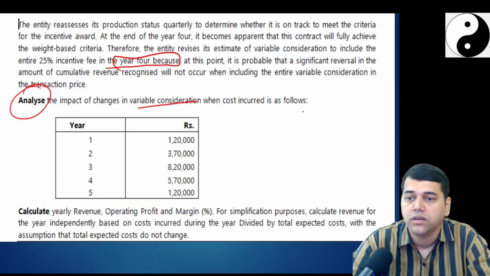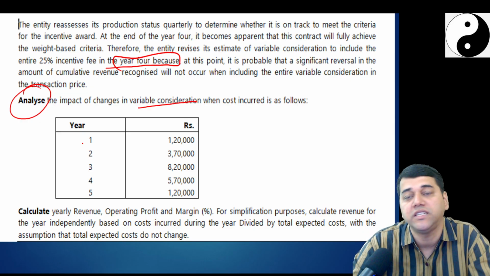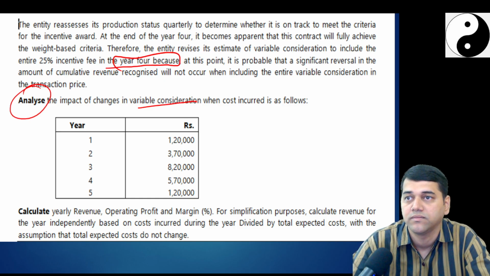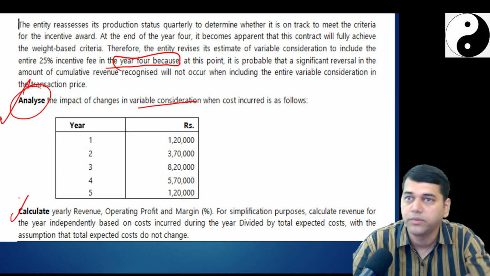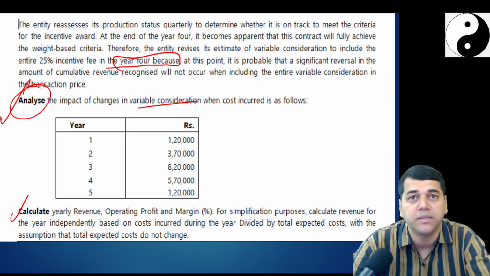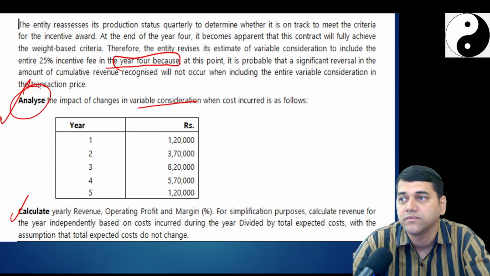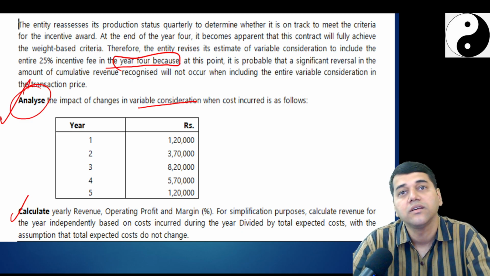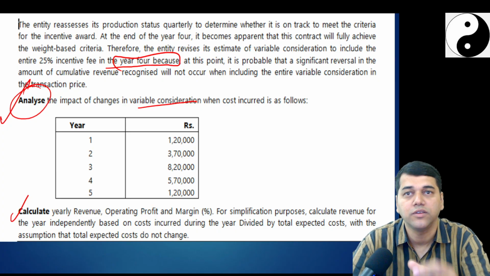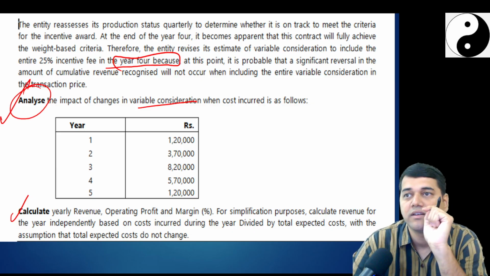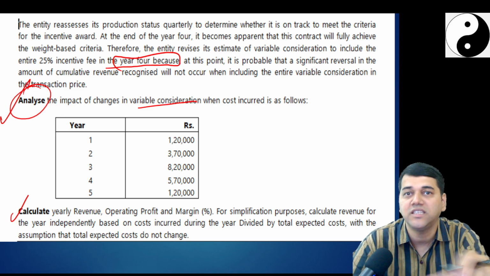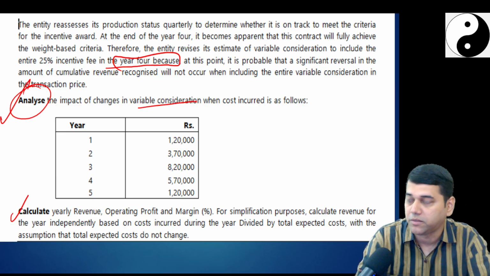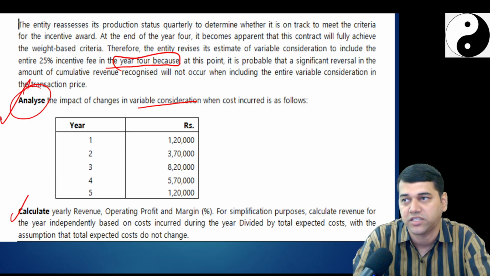See students, this is the "analyze the impact of changes in the variable consideration." What do you understand by this sentence? How many questions are there? See, this is one question, this is one question. So many other things are going to come. What do you mean by analyze the impact of changes in the variable consideration? What are they asking? In our language, in one word, what is that? They are asking you cumulative catch-up adjustment. Impact of change in the variable consideration. That means because of the change in the variable consideration, how much cumulatively you are going to adjust.